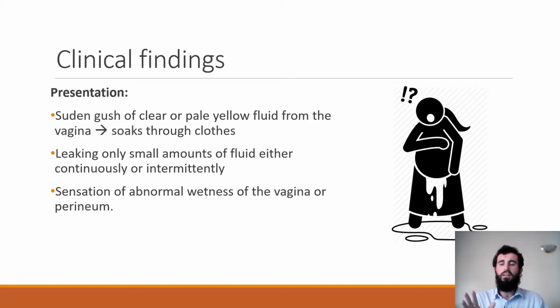It's very easy to make the diagnosis, but sometimes the leaking is only just a small amount of fluid, either continuously or intermittently. And sometimes even it's just the sensation of an abnormal wetness of the vaginal perineum. So, in those last two situations lies the importance of making the specific diagnosis.